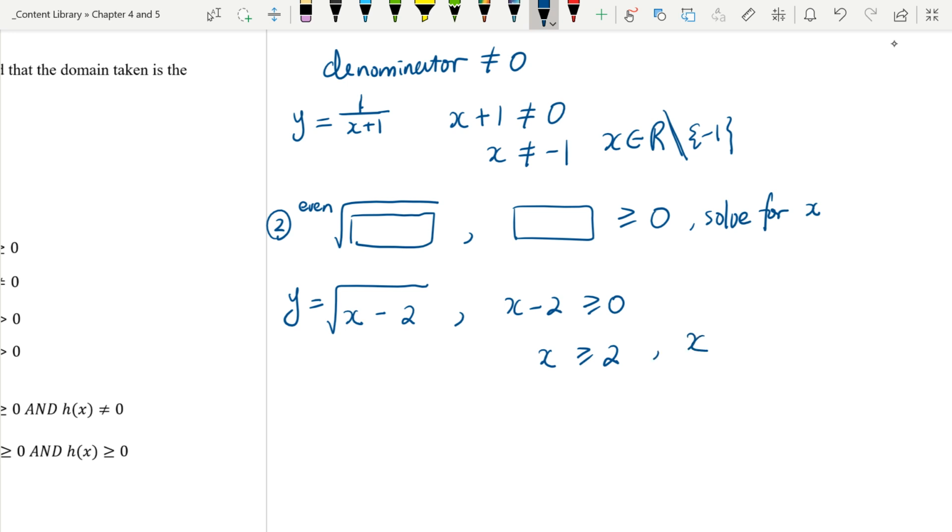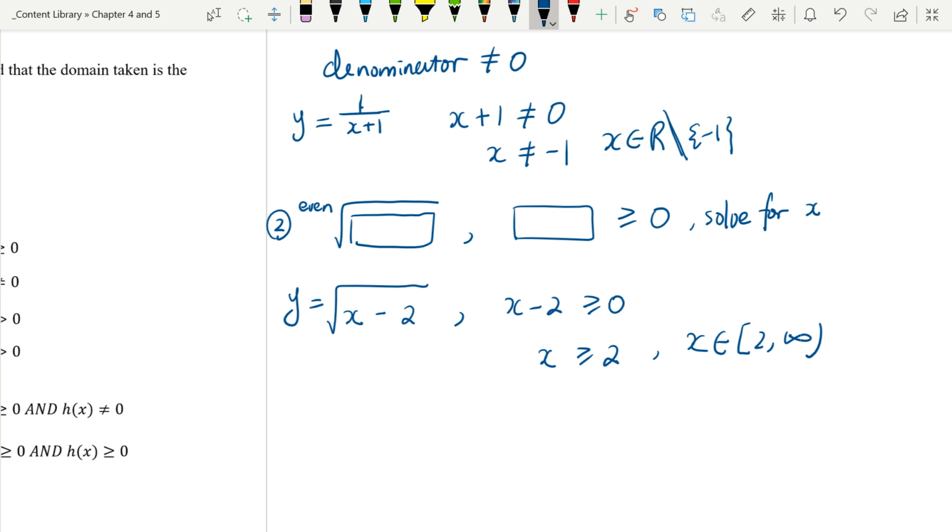How can I write this expression, x belongs to what? As long as x is more than or equal to 2, that's fine. Too complex. Let's go a more straightforward way. Greater than 2 is 2 to what? Infinity. Good. So it's 2 to infinity.